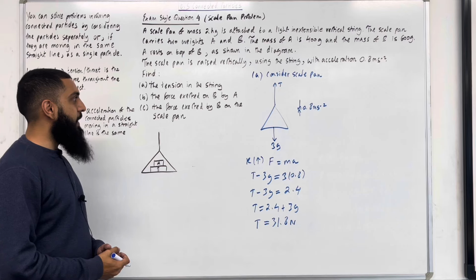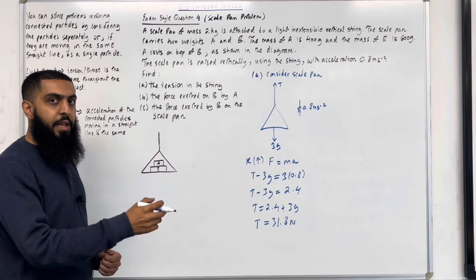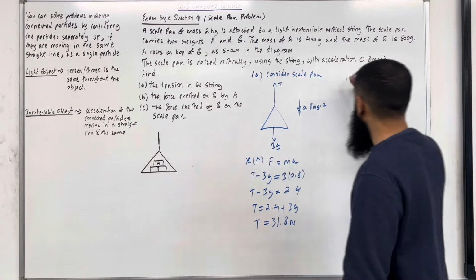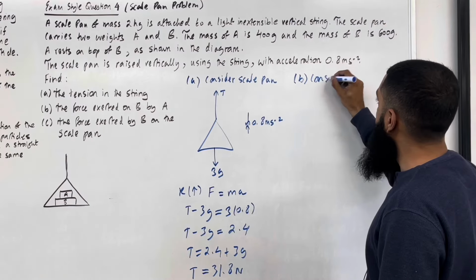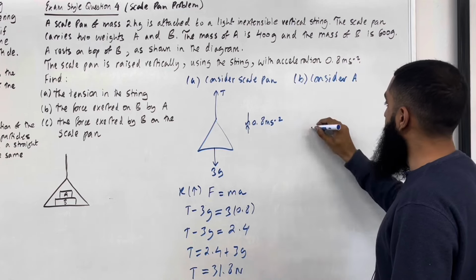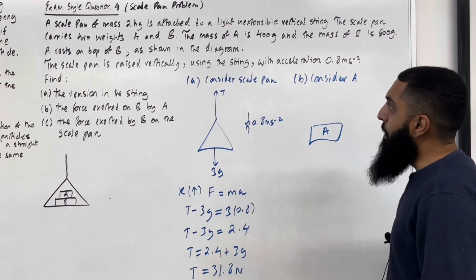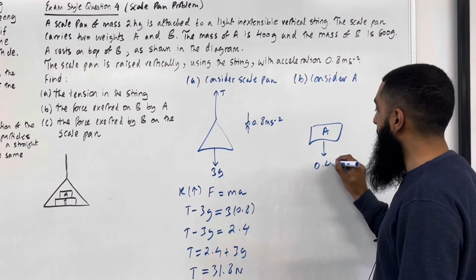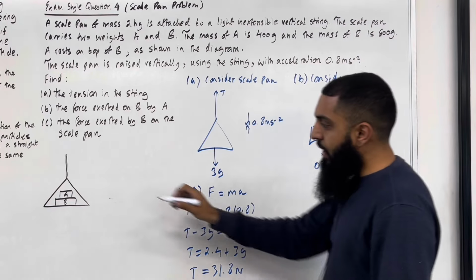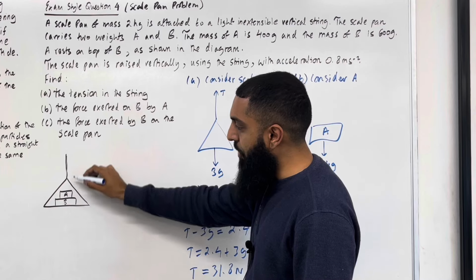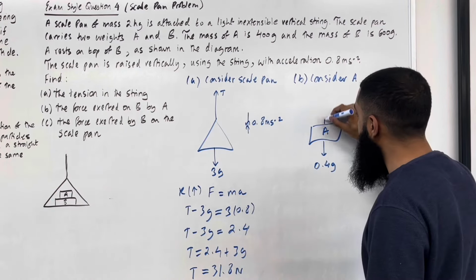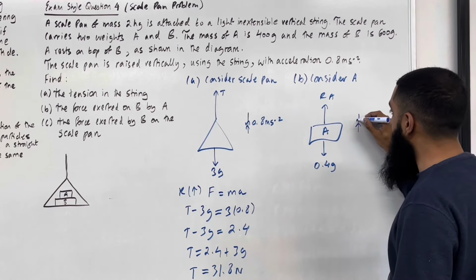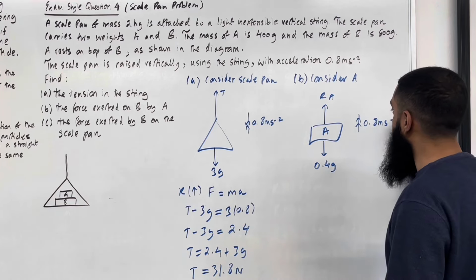Find the force exerted on B by A. So it says by A, hence in part B we have to consider A. The mass of A is 0.4 kg, hence the weight of A is 0.4g, acting vertically downwards. A is in contact with B, so B will exert a normal reaction on A, acting vertically upwards. We can call this RA. The entire system accelerates vertically upwards at 0.8 meters per second squared.